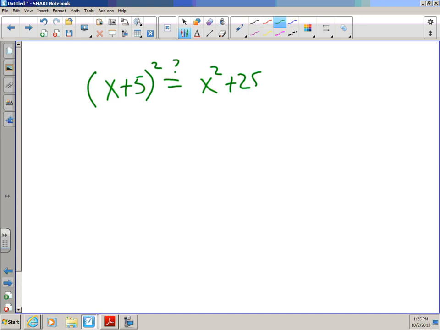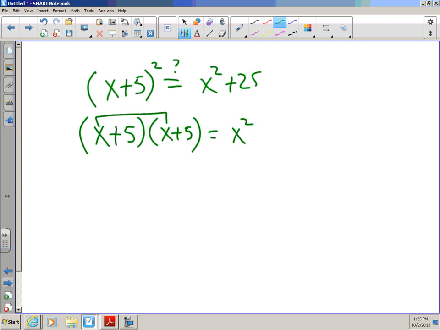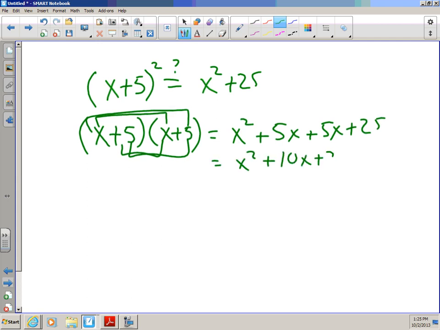Well, if you think about what squaring something means, it means to multiply whatever it is by itself. We'll multiply these two binomials. I get x squared plus 5x plus 5x plus 25. Or x squared plus 10x plus 25. As you will notice, our final correct answer has a middle term that's missing from this incorrect answer, so I should put my line through there.